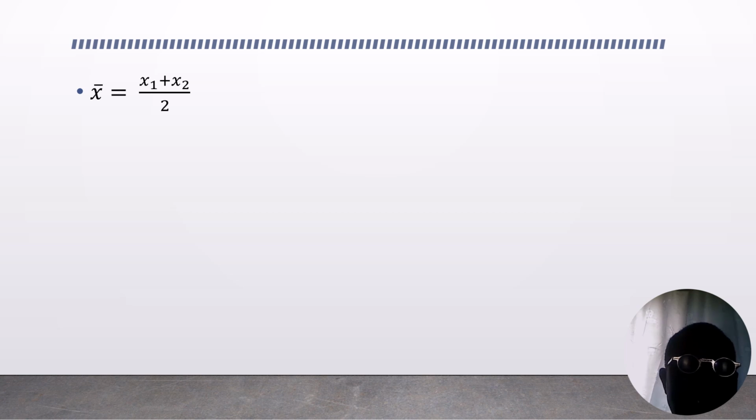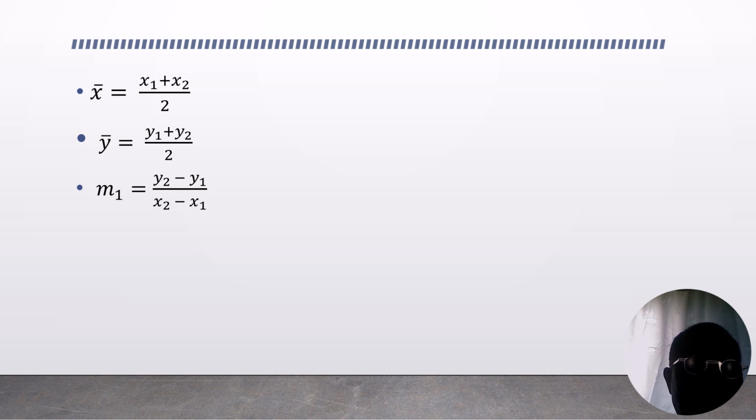x bar equals x1 plus x2 over 2, and y bar equals y1 plus y2 all over 2. The slope of the line segment AB is m1 equal to y2 minus y1 all over x2 minus x1. So therefore, the slope of our perpendicular line m is equal to minus 1 over m1. Therefore, the equation of the perpendicular bisector of the line segment AB is given by y minus y bar equal to m into x minus x bar.